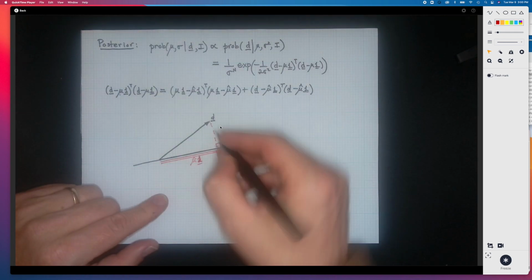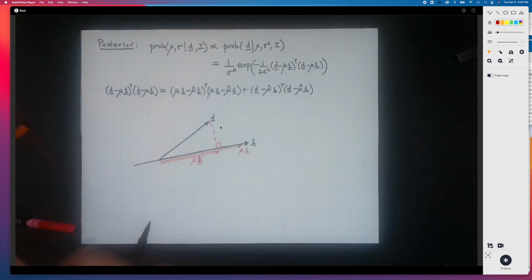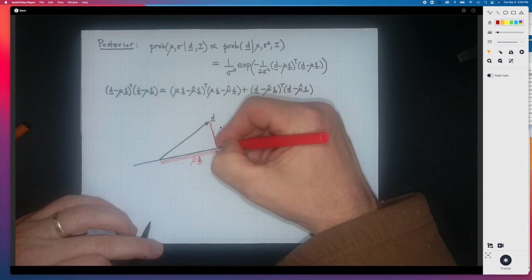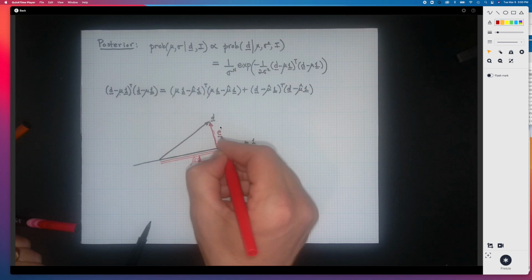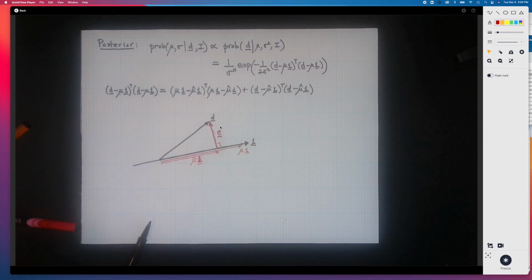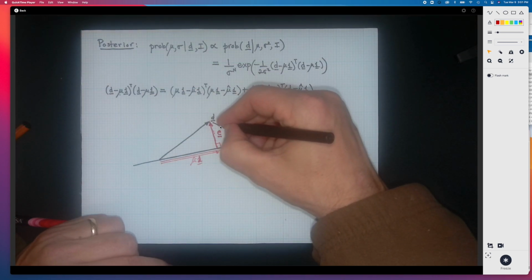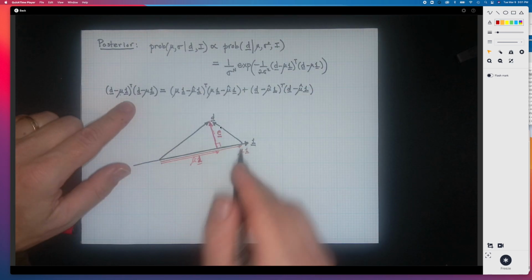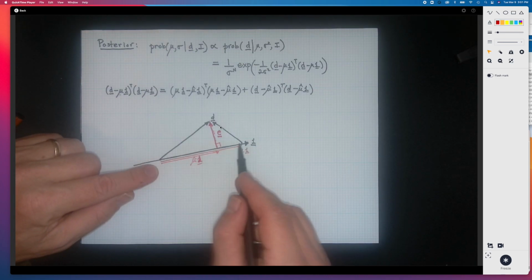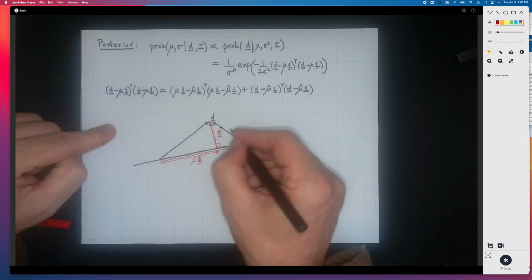And this vector over here, I'm going to use red for this one, is going to be E, E for error. And this quantity over here, this vector, is d minus mu times 1. If I go to d and subtract mu times 1, I get this vector. So this is d minus mu times 1.